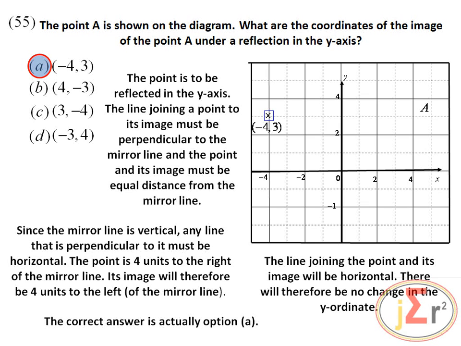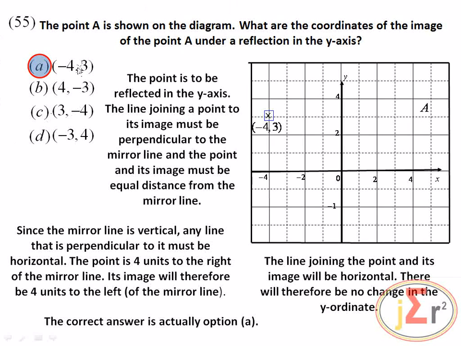So, one tip that we could have used, we could have just looked at this and said A is the point 4, 3. Because under reflection, the movement is horizontal, then the answer in which the y-ordinate remains the same is correct. So we could have taken a look at it and written the answer down without having to go through all of this.